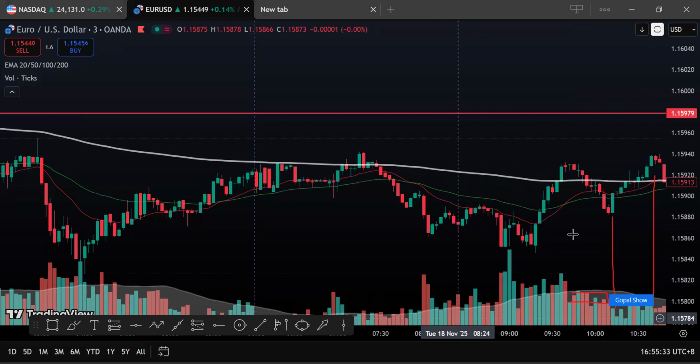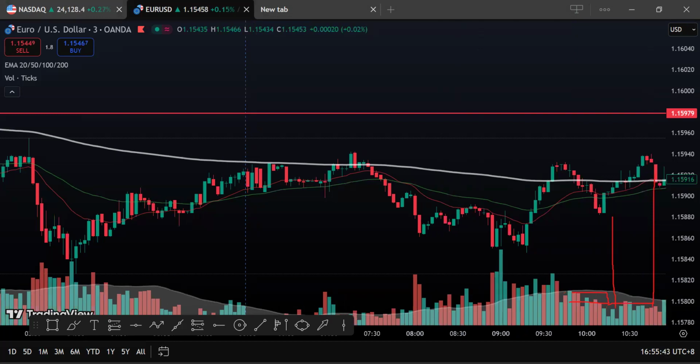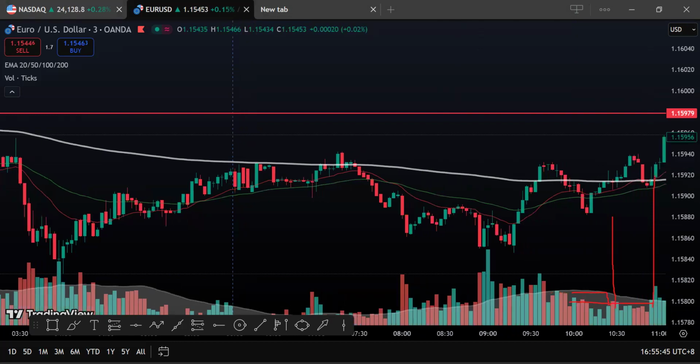Now go to the left side, shift your chart, move your chart gracefully.